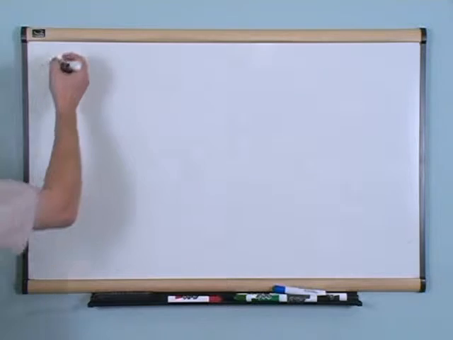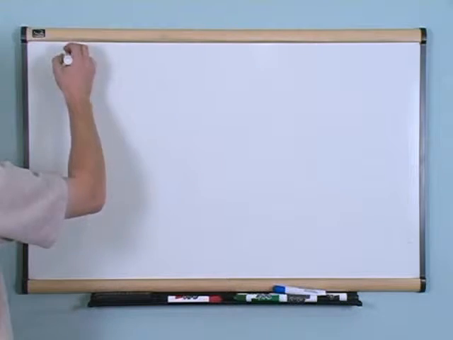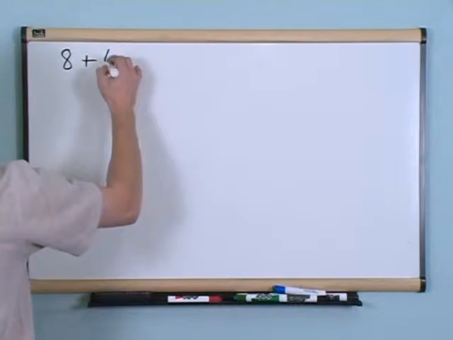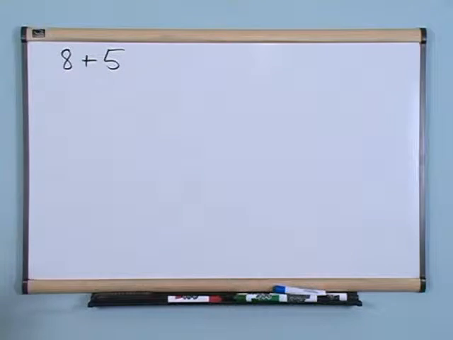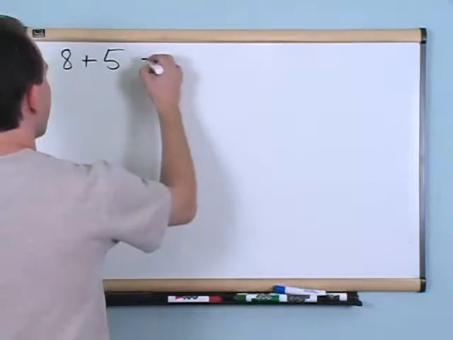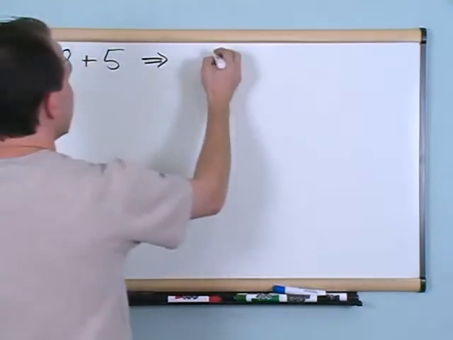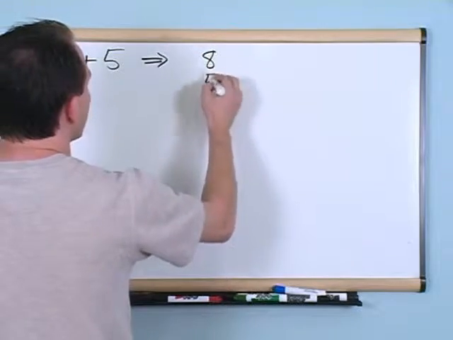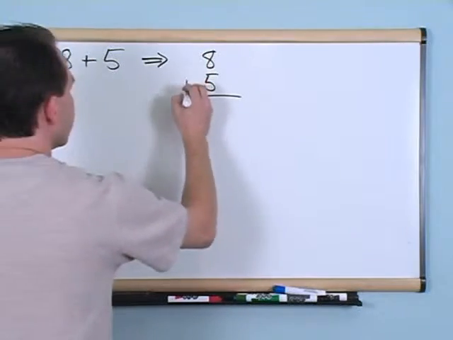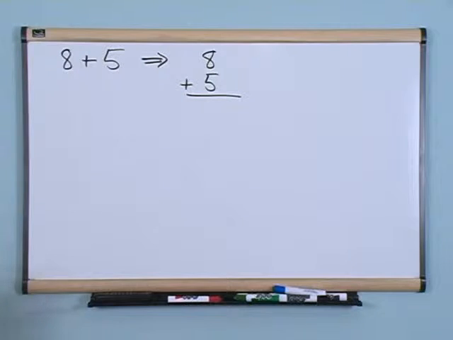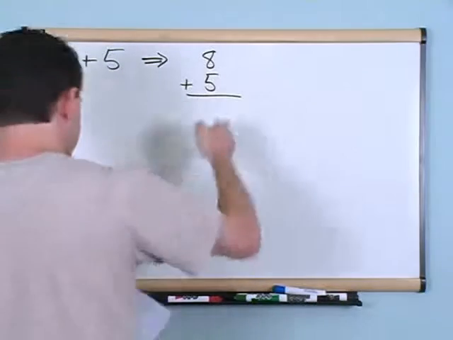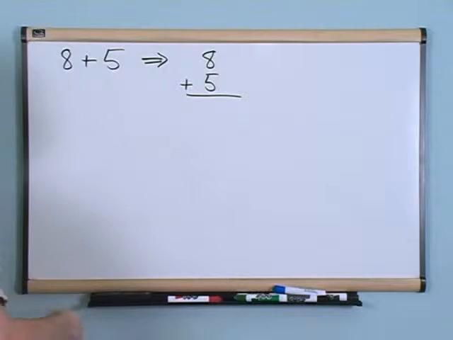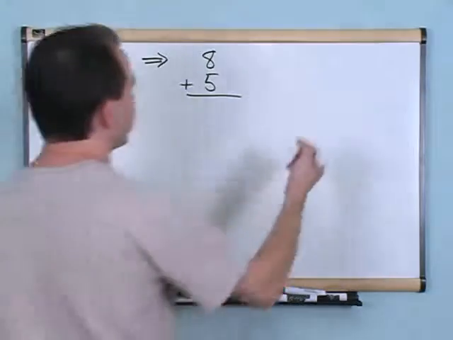So what if we had a problem with a little bit bigger numbers? 8 plus 5. Again, all we're going to do is write this with one number on the top and one number underneath it. And we're going to put a plus sign there. We're going to do that, and you'll see why in a little bit. Now you can count on your fingers here, or you can just go ahead and draw your balls.